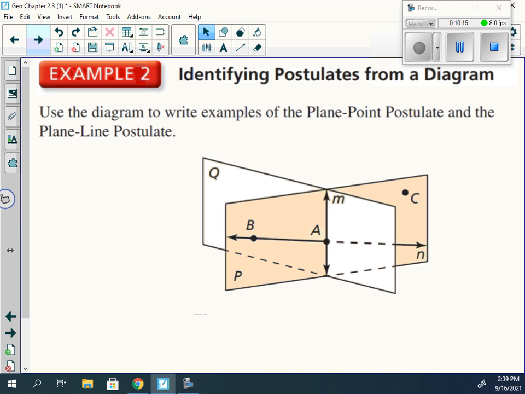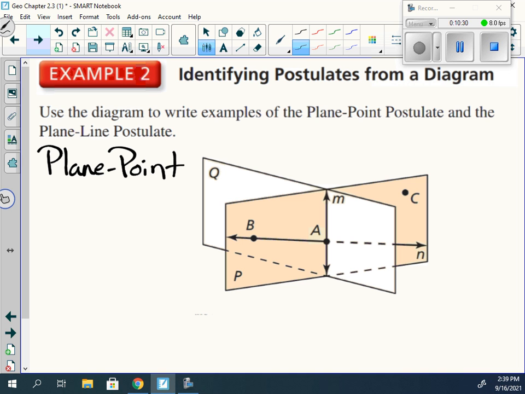Now the next few, and quite a few that we'll do, is naming examples of these. So they're going to give us the postulate. So use the diagram to write an example of the plane point postulate. So we're going to start out with the plane point postulate and then do the plane line postulate. Well, the plane point postulate stated what? If we have a plane, then there are at least 3 points contained in the plane.